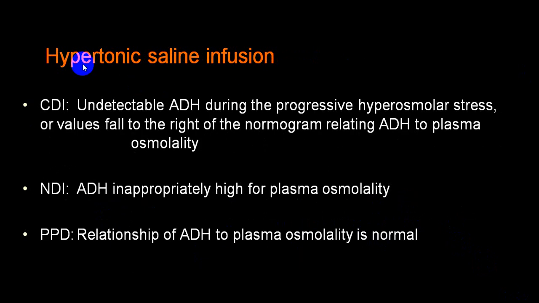There is another test which is being done in some of the patients. That is, you give a hypotonic infusion. In central diabetes insipidus, there is undetectable ADH hormone during a progressive hyperosmolar state, or the value falls to the right of a nomogram relating ADH hormone to plasma osmolality when you give a hypotonic saline. While in the case of nephrogenic diabetes insipidus, ADH is inappropriately high for plasma osmolality. While in case of psychogenic polydipsia, the ADH hormone to plasma osmolality remains normal.